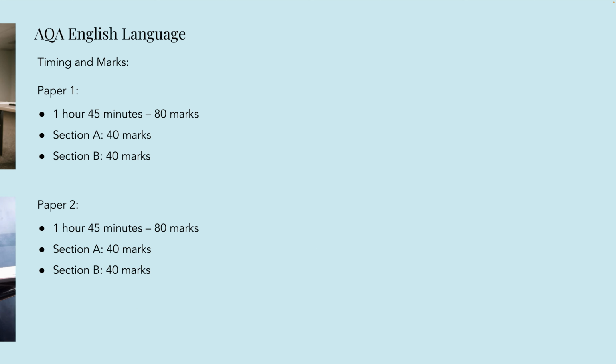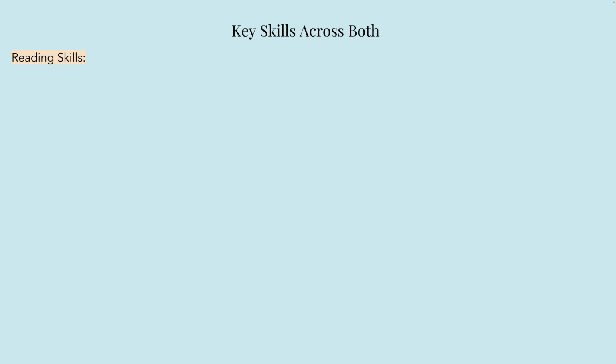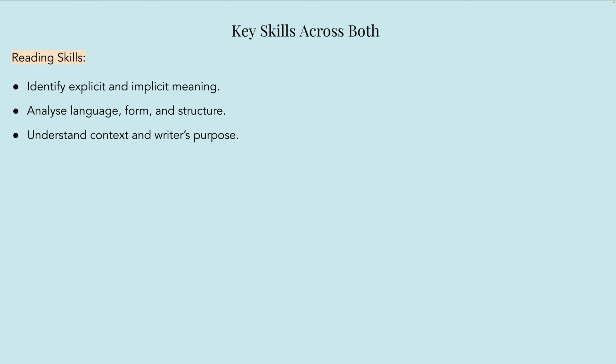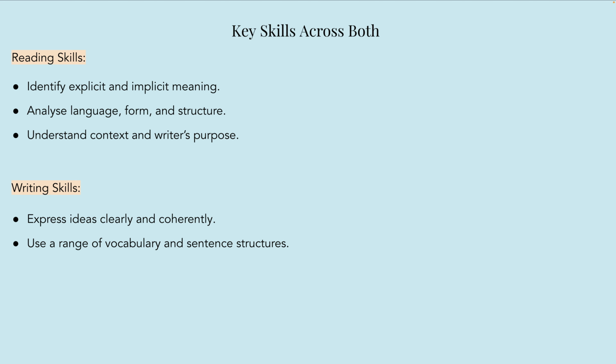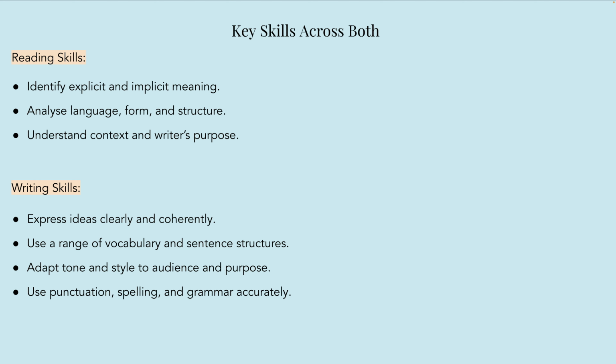as much as possible. So key skills across both literature and language are looking to see if you can identify an explicit and implicit meaning. So what is obvious, what is not obvious? Can you analyse language form and structure? Can you understand context and writer's purpose? For writing skills, examiners are wanting to look at to see if you can express ideas clearly and coherently. Can students use a range of vocab and sentence structures? Can students adapt tone and style to audience and purpose with their writing? And can they use punctuation, spelling and grammar accurately?